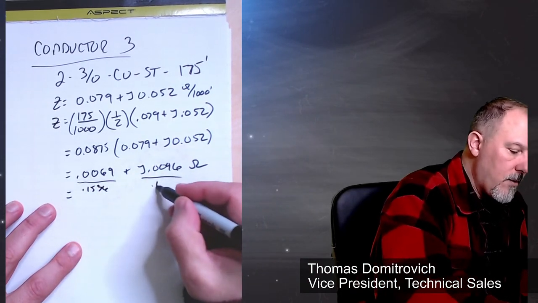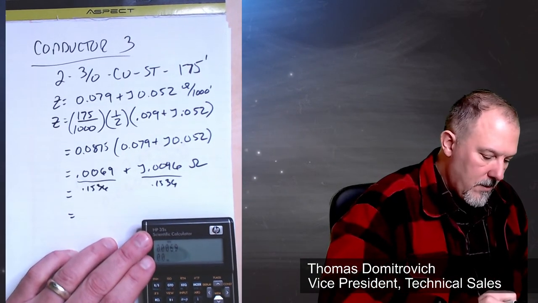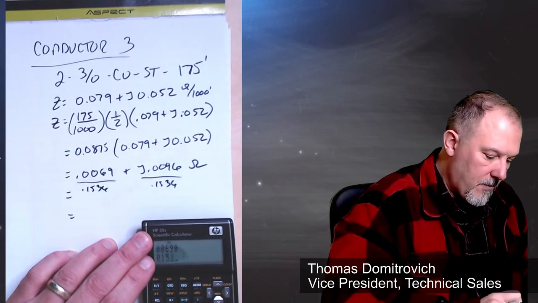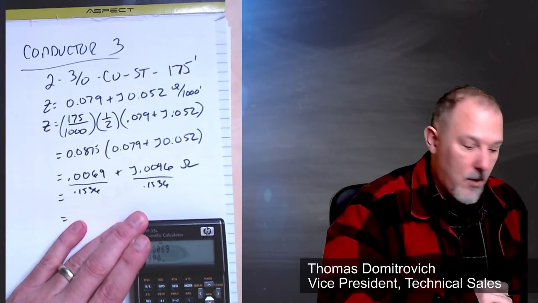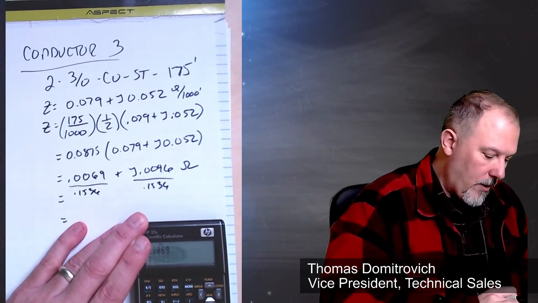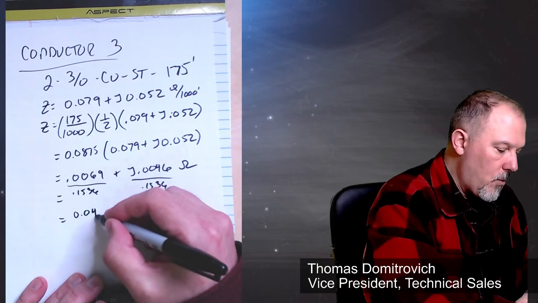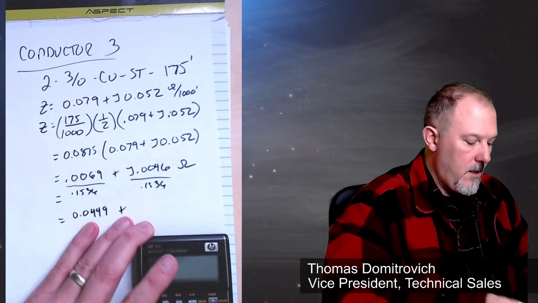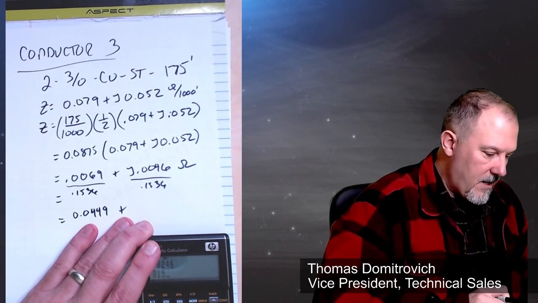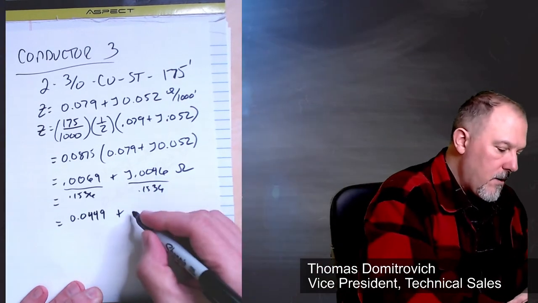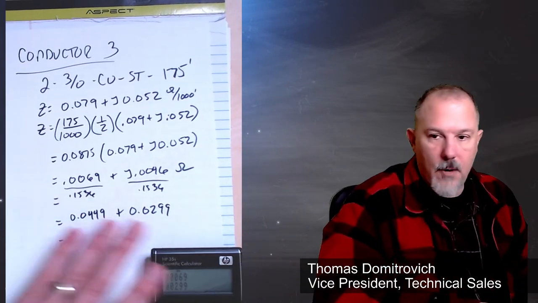0.0069 divided by 0.1536 gives 0.0449. 0.0046 divided by 0.1536 gives 0.0299. Now we're going to put that in polar.